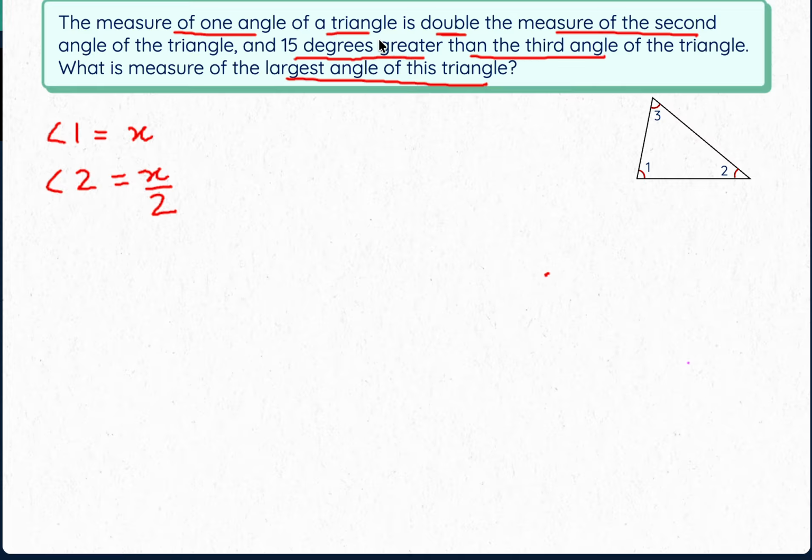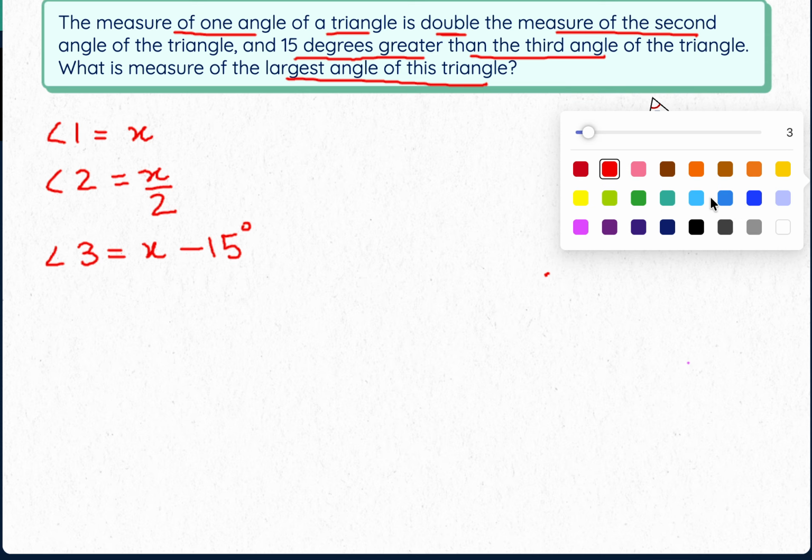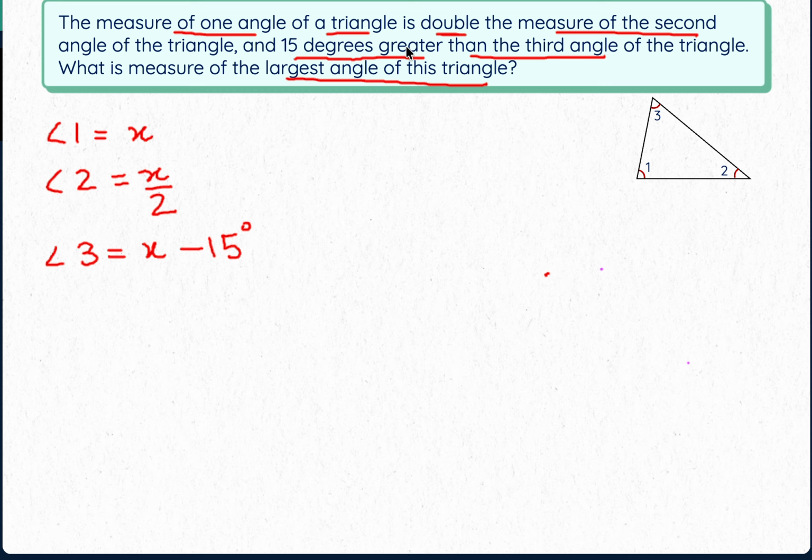They're talking about the first angle. So if the first angle is 15 degrees greater, I can write angle 3 is equal to x minus 15 degrees. Now this does satisfy whatever is given in the statement. The first angle is double the second, yes it is, and the first one is greater by 15 degrees, right? So if this is x, the third one is lesser by 15. It does satisfy the statement, right?